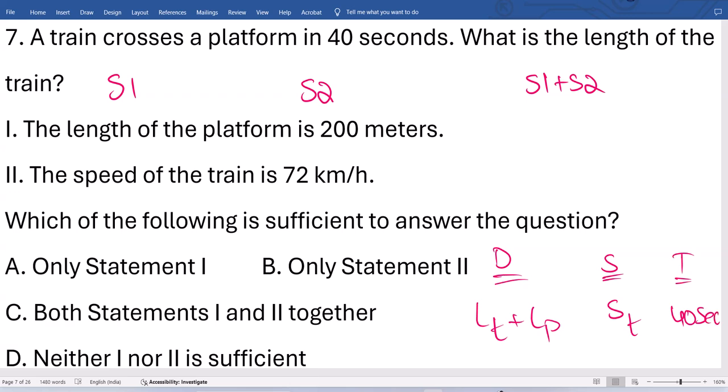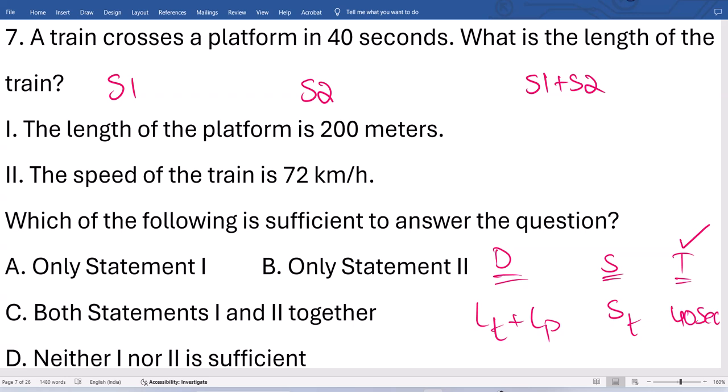Among these, one unknown is okay, right? So what is already available in the first line? A train crosses a platform in 40 seconds. So you know this. But how many unknowns now? See, what is the equation? Distance is speed into time. Speed is distance by time. Time is distance by speed. All are the same equation only. We can form one equation. In that one equation, we can find only one unknown.